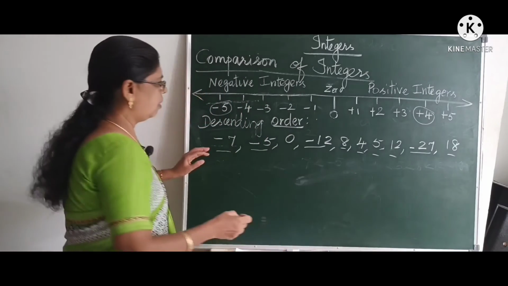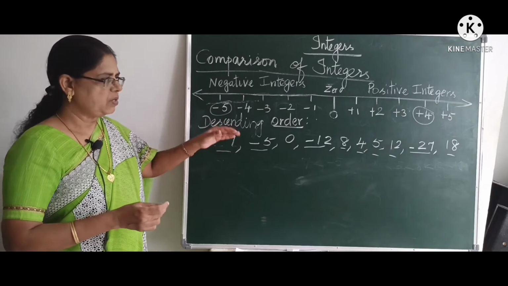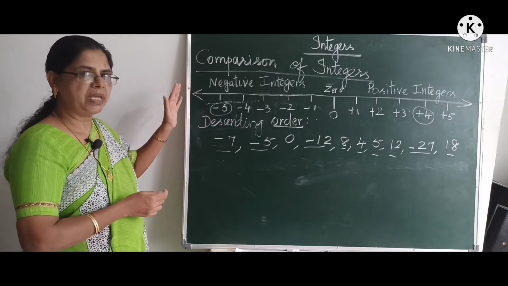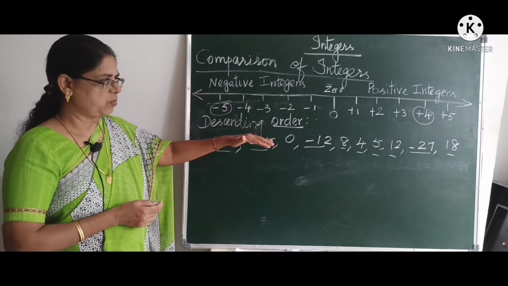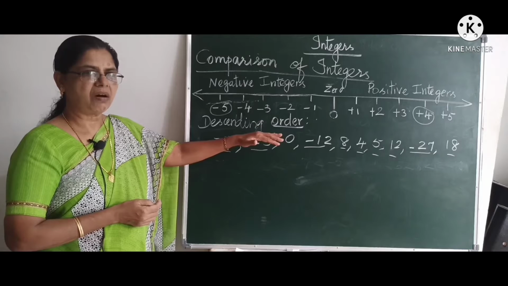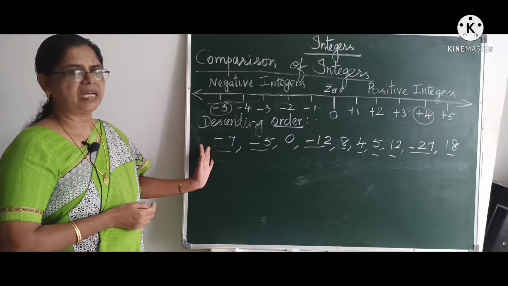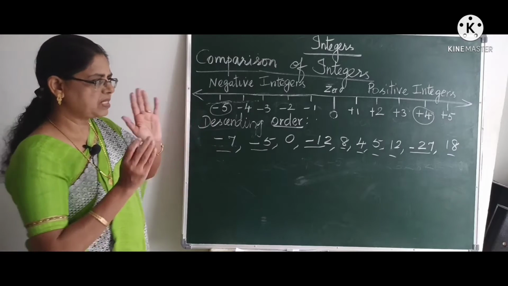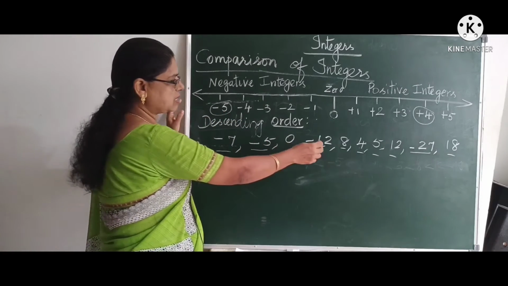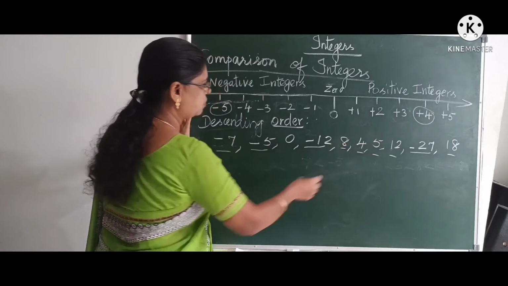Descending order you have already learned in the lower classes. When you arrange the numbers in descending order, you should arrange them from the biggest one to the smallest one. So according to our rule, the positive integers are bigger than 0 and 0 is bigger than the negative integers. So first let us focus on the positive integers. There are 5 positive integers I have written. Which is the biggest one?